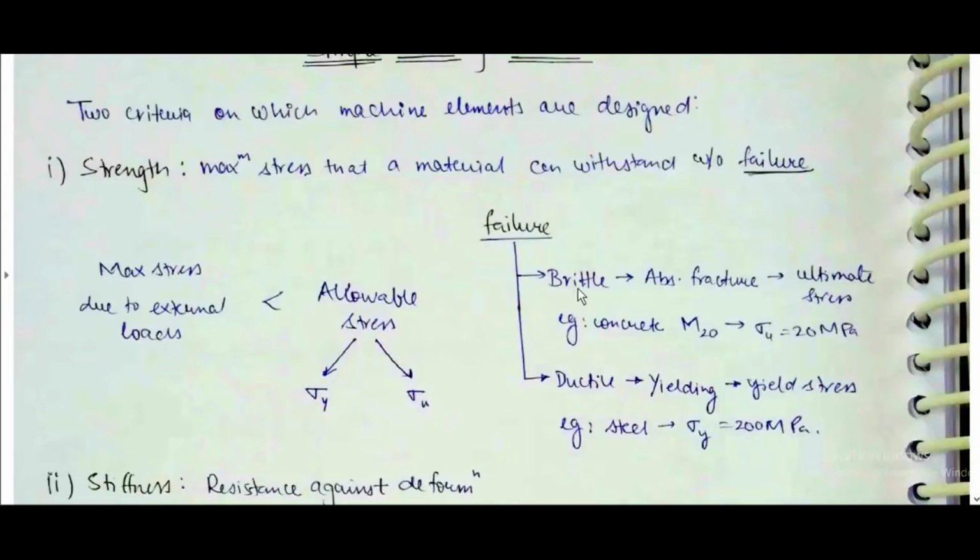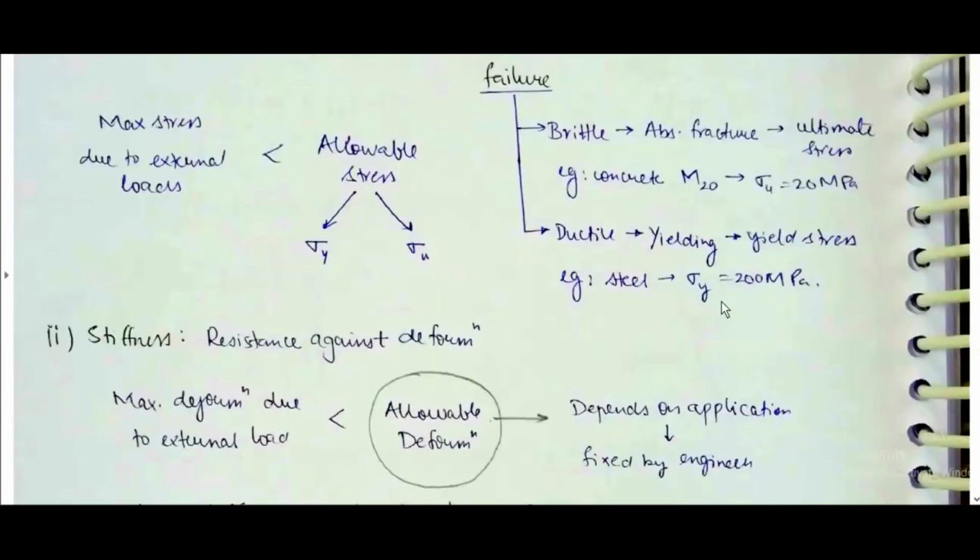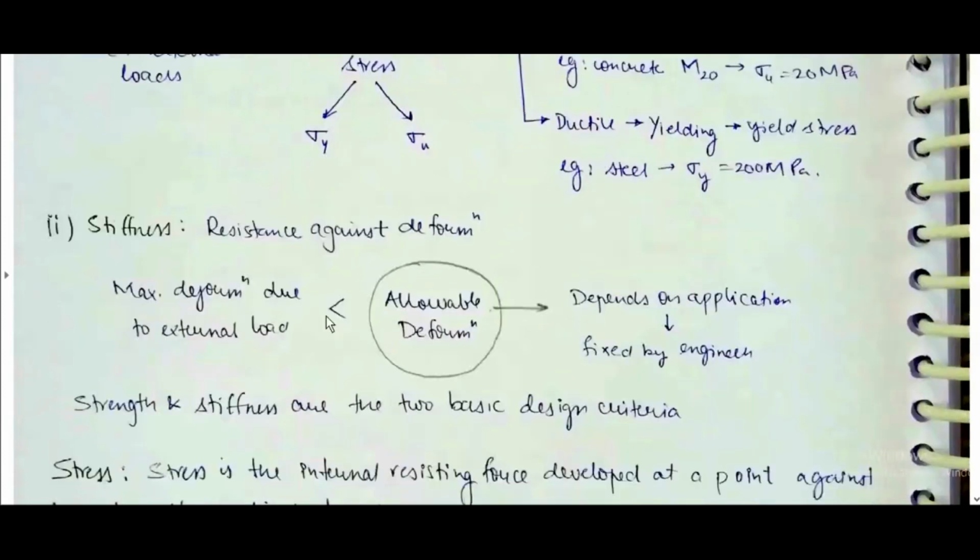Failure: for brittle materials, absolute fracture, so ultimate stress is the failure stress. Example: concrete M20, sigma U is equal to 20 megapascal. For ductile materials, yielding, so yield stress is the failure stress. Example: steel, sigma Y is equal to 200 MPa.